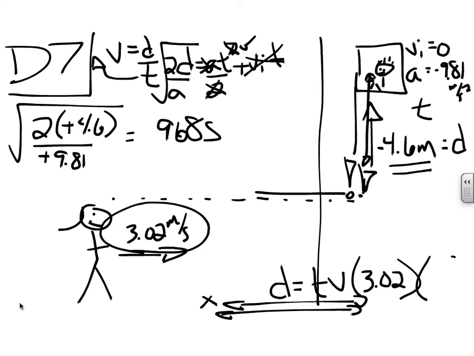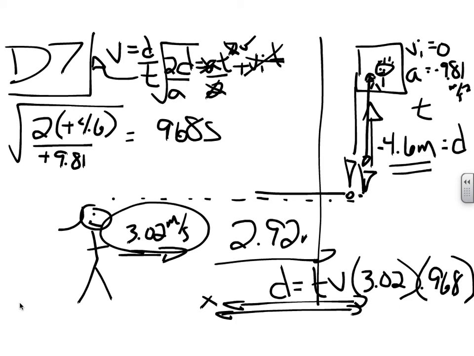And that was our missing thing down here. We were just missing that time. So if we take that time times the 3.02, we find that she traveled a grand total of 2.92 meters in the time it took this to fall. So he would want to put the x 2.92 meters away from his window, and as soon as she crosses that, he gets to let her rip, and he's going to smack her.